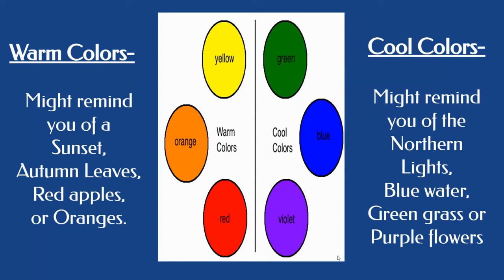Now let's talk about color. Warm colors might remind you of a sunset, autumn leaves, red apples, or oranges. Those are the yellows, the oranges, and the red. The cool colors might remind you of the northern lights, blue water, green grass, or purple flowers. Those are the blues, the greens, and the purples.